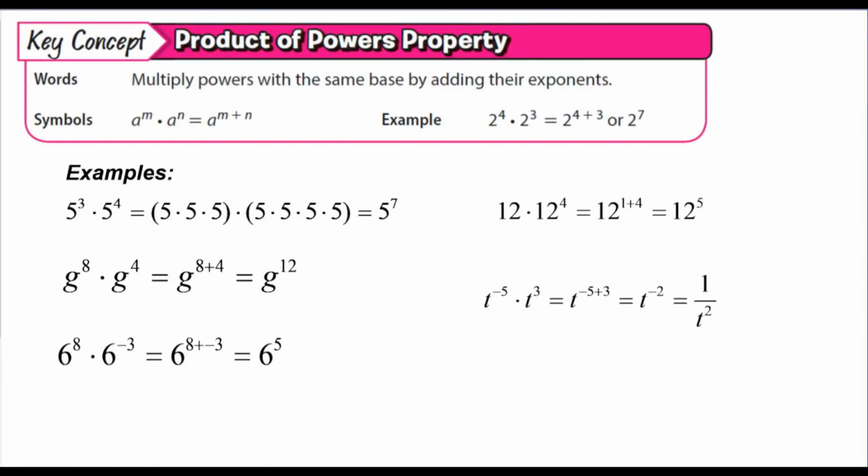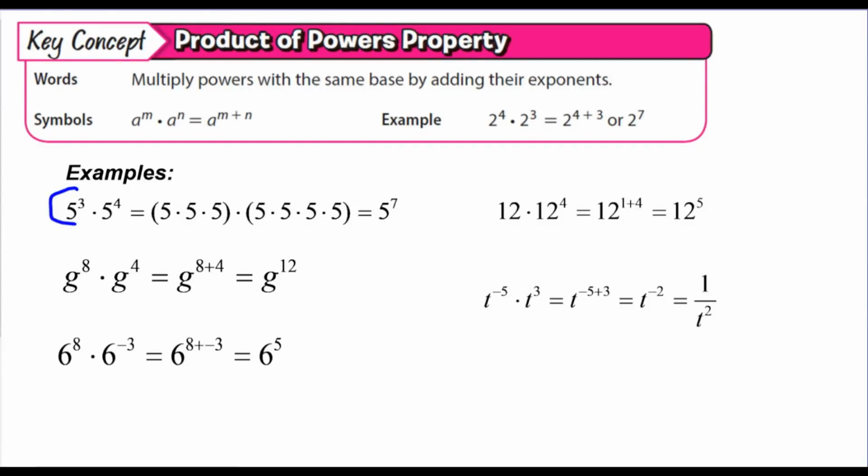So how do we multiply these monomials together? Well, if you're multiplying powers with the same base, we're going to use something called the product of powers property, which is kind of fun to say, product of powers property. And that says that if you have the same base and you're multiplying things together, you just have to add their exponents together. So why does that work? I've got some examples right here.